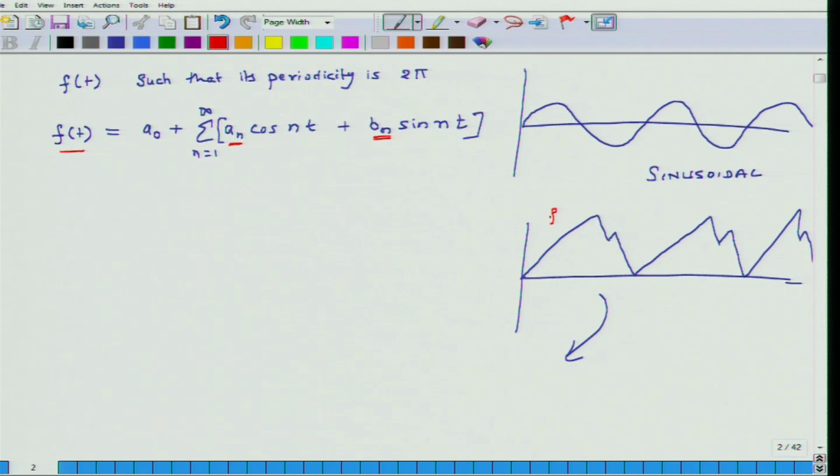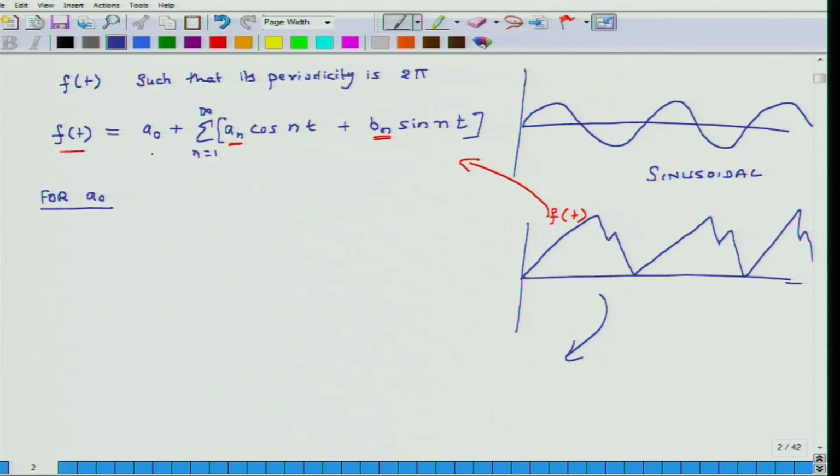So this is my f of t, and I want to convert it into this form. That is my goal. So the form is already there. If I can figure out the values of a naught, a n and b n, then that transformation is complete. So we will figure out how to calculate the values of a naught, a n and b n. So to calculate a naught, what do we do?